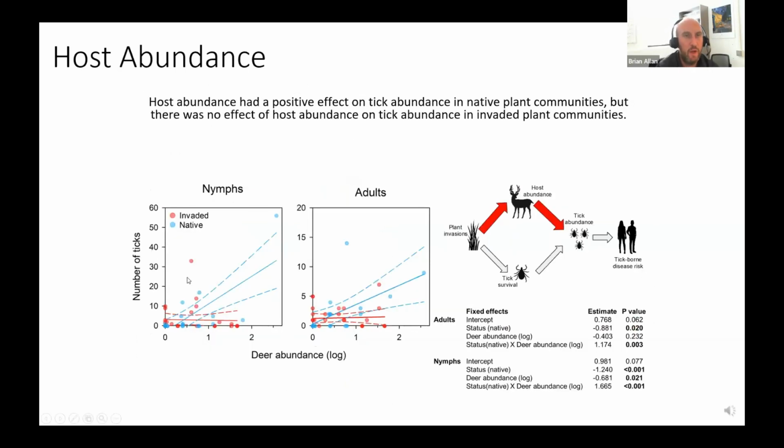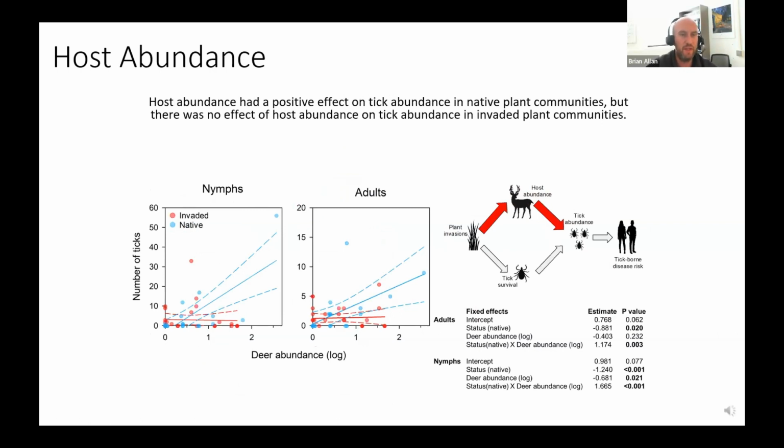We also performed host surveys in these sites. And again, white-tailed deer were the most abundant host. Several other host species were detected as well, including eastern cottontail rabbits. Wild turkey actually serve as hosts for Lone Star ticks. But deer were the majority of the host abundance data. So what I'm showing you here is the relationship between host abundance and the number of ticks we collected on CO2 traps for nymphs and adults in native and invaded plots.